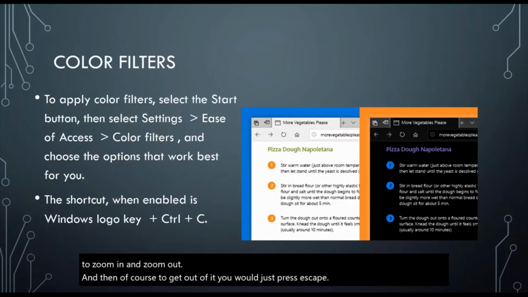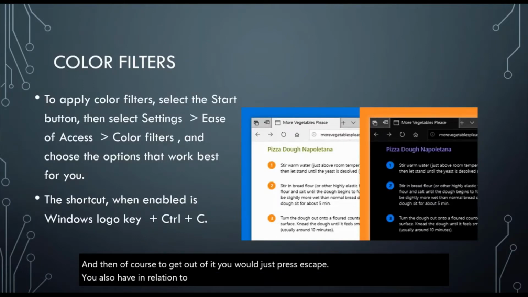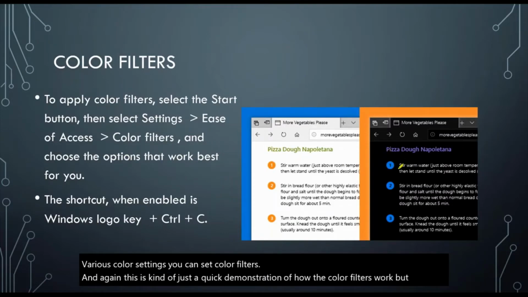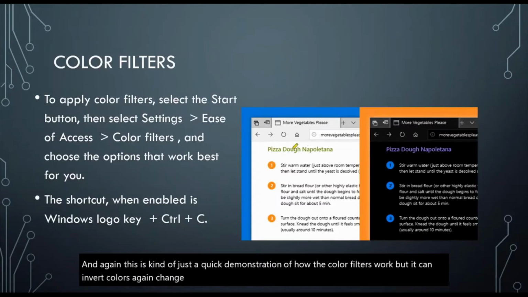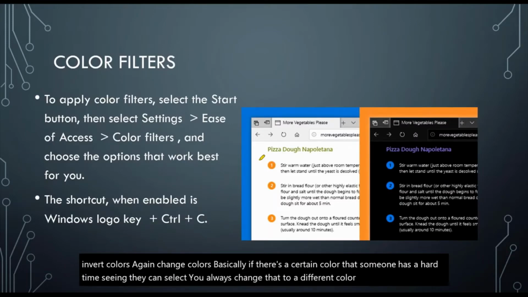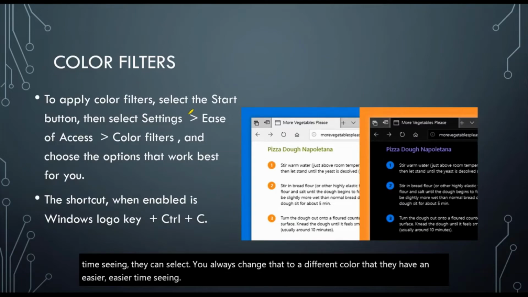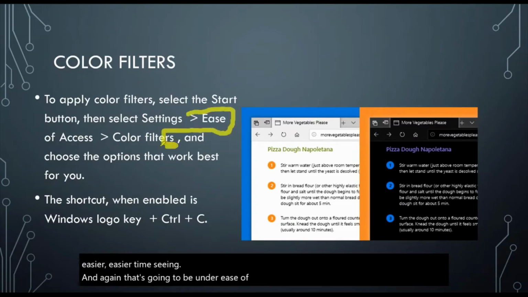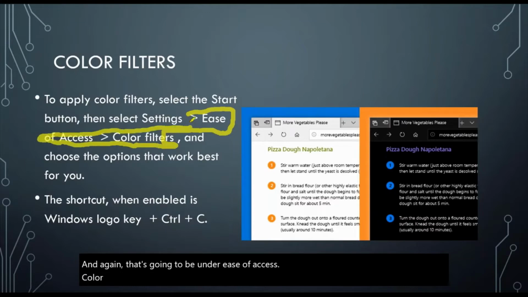You also have in relation to that, and this goes back to the various color settings, you can set color filters. And again, this is kind of just a quick demonstration of how the color filters work, but it can invert colors, it can change colors. Basically, if there's a certain color that someone has a hard time seeing, they can select to always change that to a different color that they have an easier time seeing. And again, that's going to be under ease of access, color filters, and then you just choose the option that works for you.